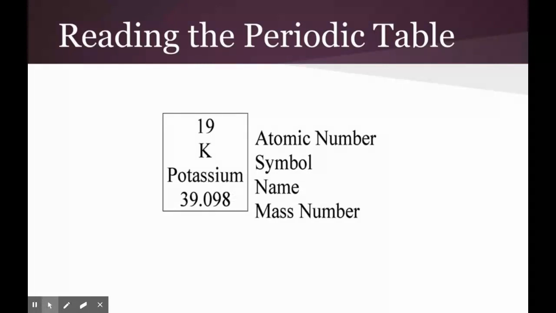We have our atomic number, which is usually somewhere in the top, whether it's in the center or the left or right corner. The symbol, which is the letter symbol for the atom, the name of the atom, and then the mass number. The mass numbers you'll see will be decimals, and they're usually somewhere on the bottom of the tile, but they can be in different positions. So when you see that decimal number, that's the mass number.